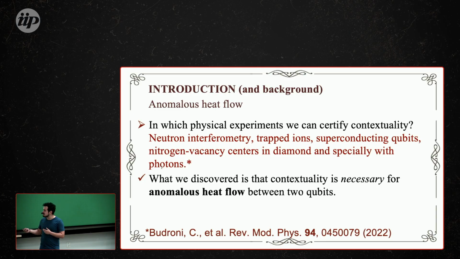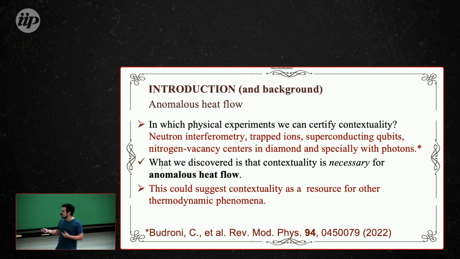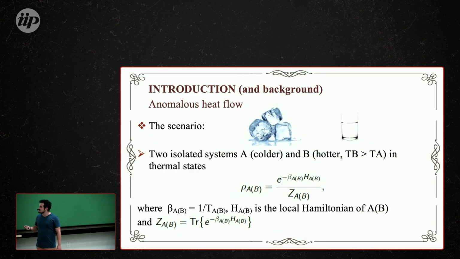When you have contextuality. So actually it is an application for this, and we are trying to show that this could suggest that contextuality is also a necessary resource for certain thermodynamic phenomena. So this is what we wanted to show, and we show that it's necessary for anomalous heat flow. For some cases, I had to complete here, for all qubit interactions, but I should put that it is not for any heat flow inversion that we can see in nature. So what is this heat flow inversion or anomalous heat flow?